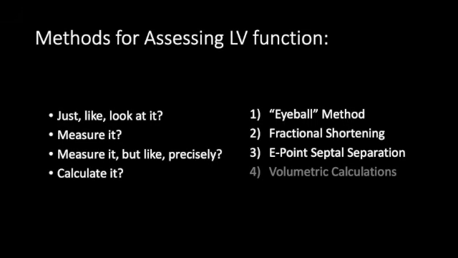We're going to take the next few slides to go over each of these different methods and talk about what we're looking for in each of them and why the evidence might or might not support their use. Let's start a review of these methods by going over the eyeball method, which is just looking at the left ventricle during systole and seeing if we can determine if the ejection fraction is normal or not.